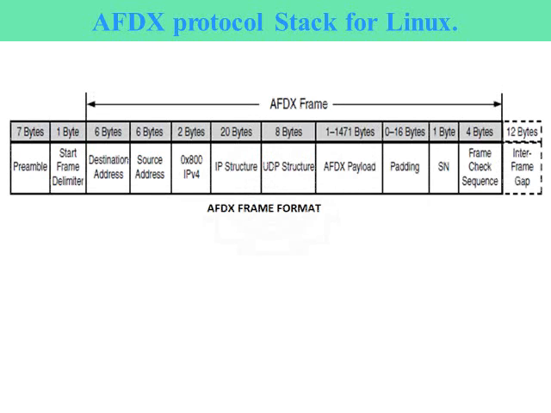So this is the AFDX frame format. It's much similar to the IEEE 802.3. There is a preamble, start frame delimiter, destination address, source address, type, IP structure of 20 bytes, UDP structure, and then the AFDX payload. Maximum 1471 bytes are allowed, and in case the data is less than 16 bytes, it will be padded so that the minimum and maximum protocol requirements are met. And there is this sequence number, which is the specialty. This is the additional feature of AFDX over the IEEE 802.3 frame.